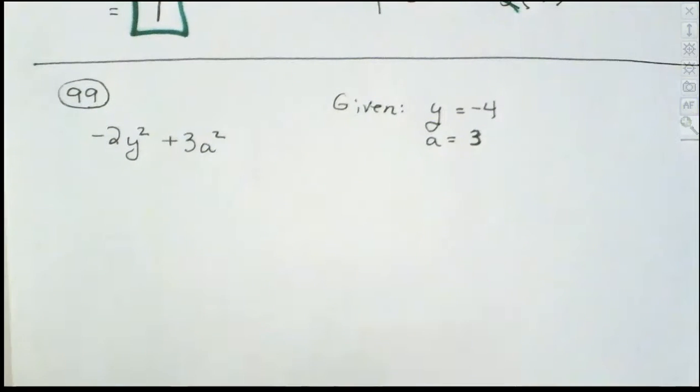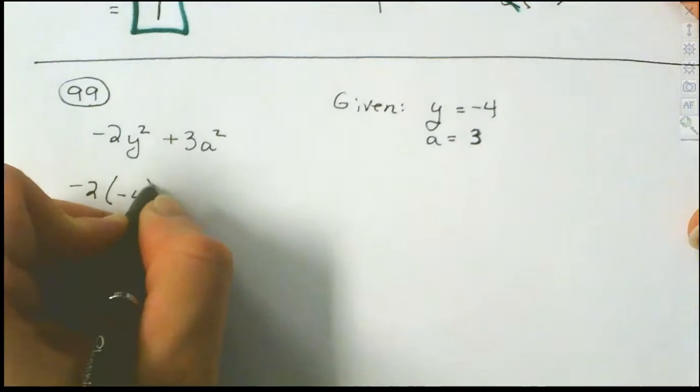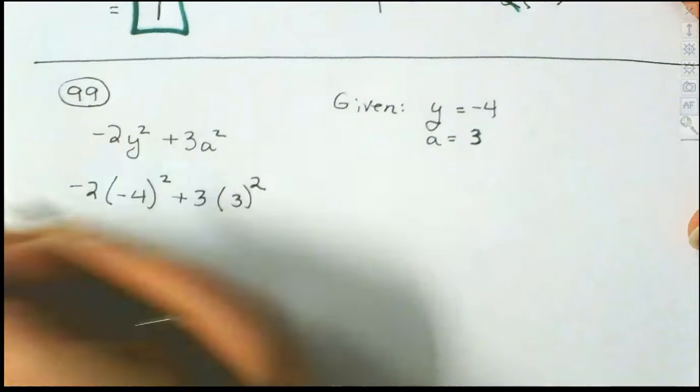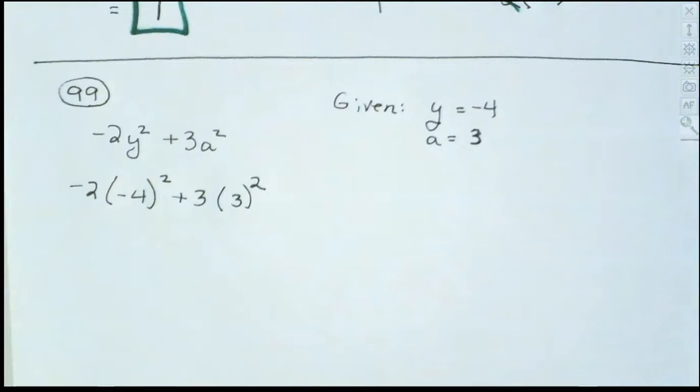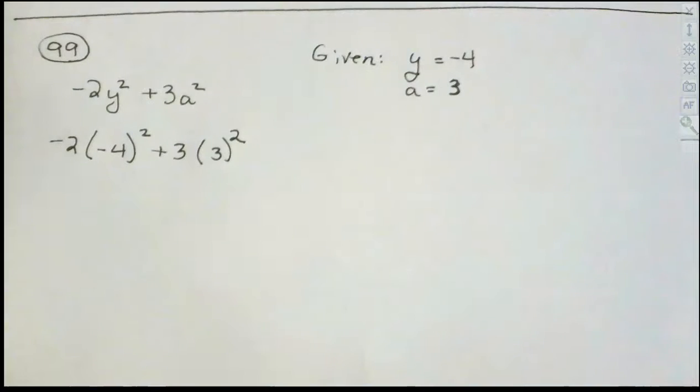Whenever we insert numbers in for a variable, we have to put parentheses around it. So very, very important, whenever you plug a value in for a variable, put parentheses around it. So what we have is a minus 2 times a minus 4 squared plus 3 times 3 squared. So I plug my values in. When we work these out, we've got to be super careful about our signs, and also the order of operations. So the first thing we're going to do is these powers. And then we're going to multiply, and then we're going to add everything together.